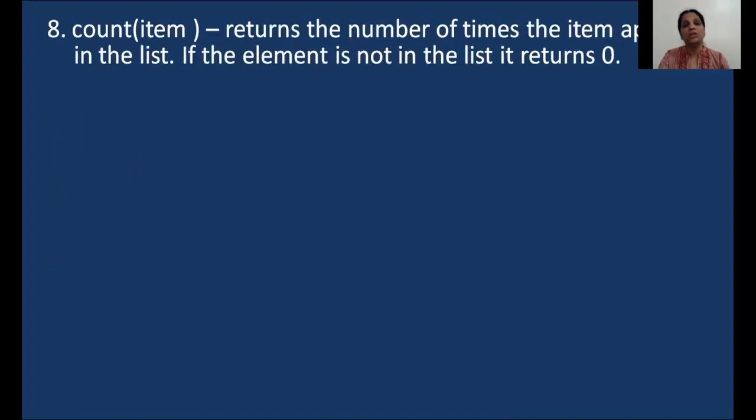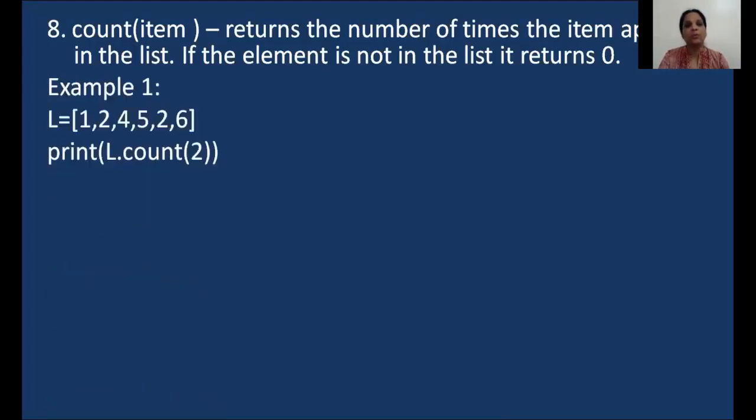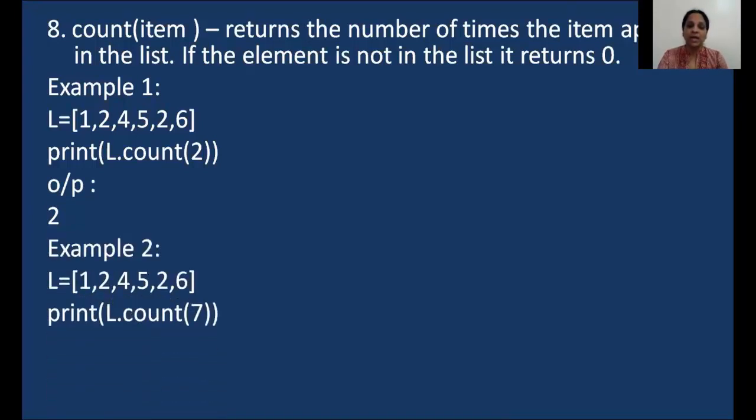Then comes the function count. If you want to know how many times a particular item exists in the list, then in that scenario, make use of the function called count. And if the item that you're specifying doesn't exist in the list, then it returns the value 0. So if you see here, I have a list of elements, and when I say L.count(2), it is going to tell me how many times 2 appeared in this list. And you can see very clearly 2 has appeared how many times? 2 times. Okay. Another example, I have a list and I'm asking to count for element 7. And we know in the list that element 7 doesn't exist.